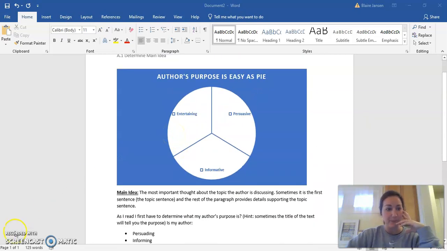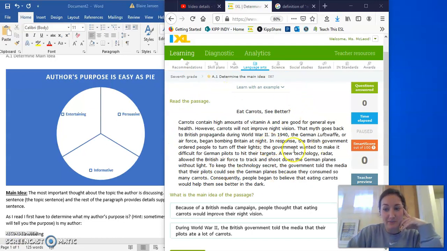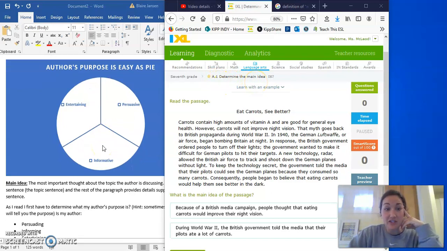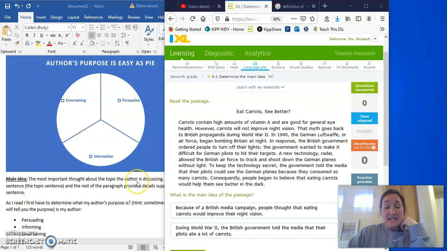All right, so now I'm over here on my very first text practice on A1, determine the main idea. Now, as we said, the first thing we do when we read any text is decide what the author's purpose is. Is the author persuading, informing, or entertaining? So I'm going to read my text once, including the title, to see if I get any hints about what my author is trying to do: persuade, inform, or entertain. Eat carrots, see better. So our author is posing a question as a title.